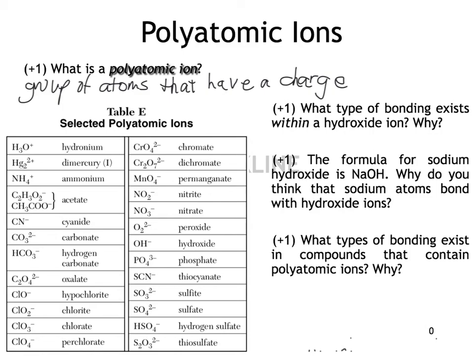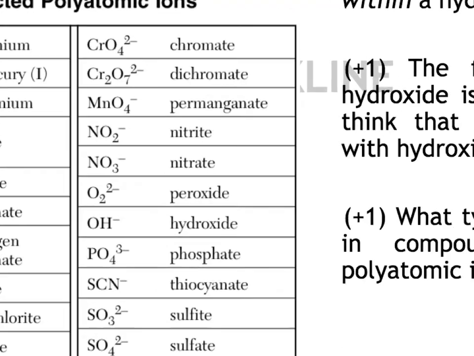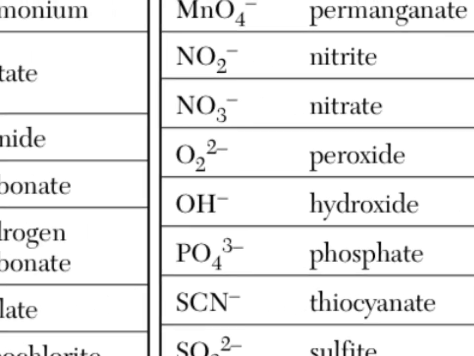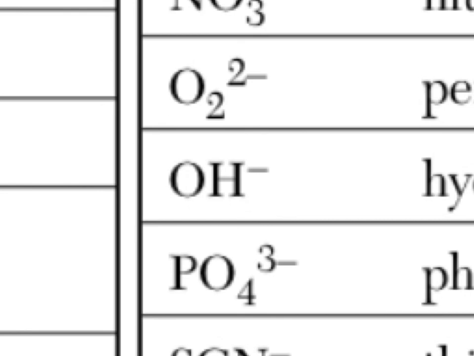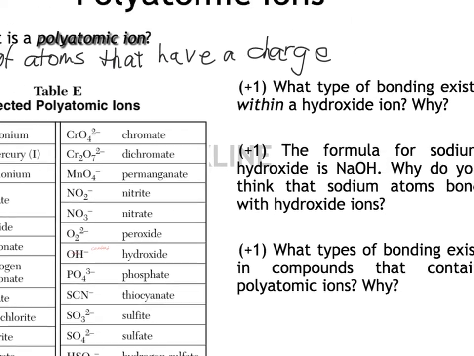I'll zoom in. The question is what type of bonding exists within a hydroxide ion. So within a hydroxide ion, you have 2 nonmetals that are bonded together, and the kind of bonding that exists between 2 nonmetals is called covalent bonding. We covered that in the previous lesson. So that's going to be our answer for the first question.